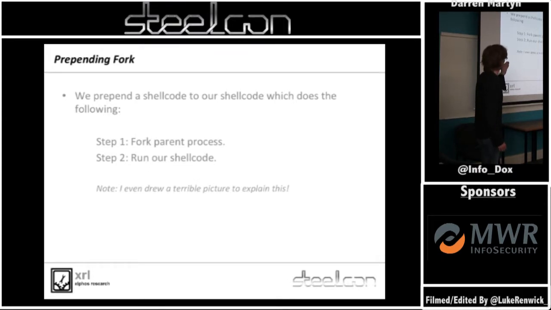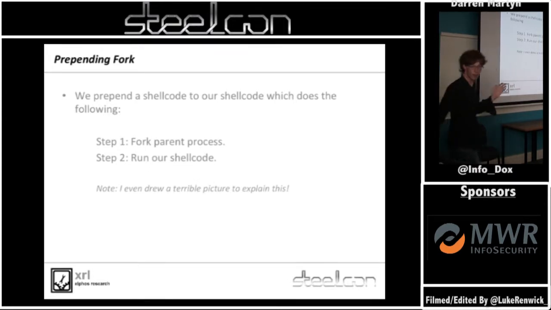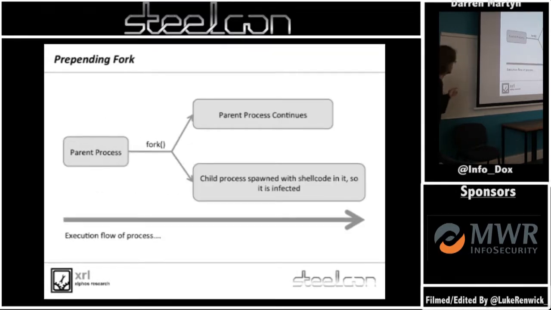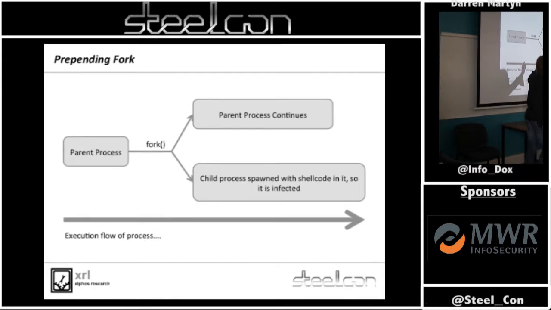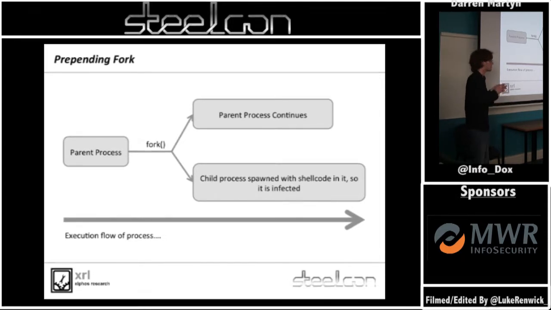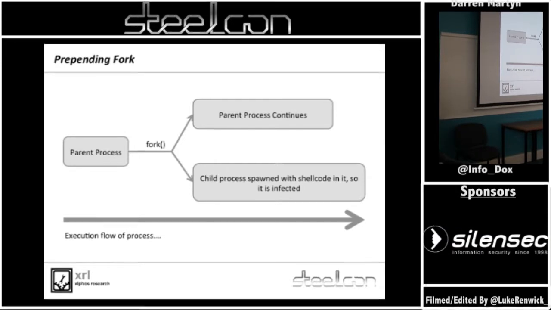And step one, fork, step two, run. And here's a really awful picture somebody redrew for me at the last minute. So you've got the parent process, and then our fork shellcode goes in. The parent process carries on, and then the child process spawns the shellcode in. So the child process is affected, it's got our nasty code in it. Our nasty code doesn't own its own process, it's inside this other one. So, theoretically invisible, but somebody might call me out on that.